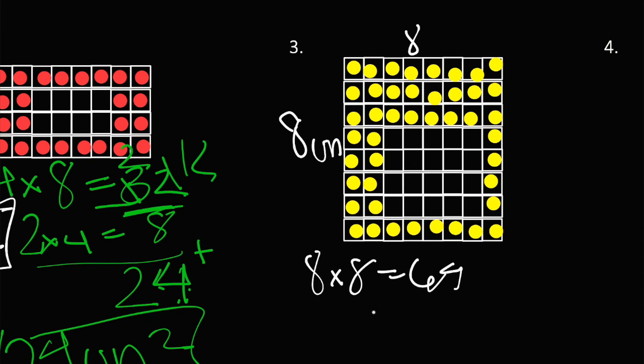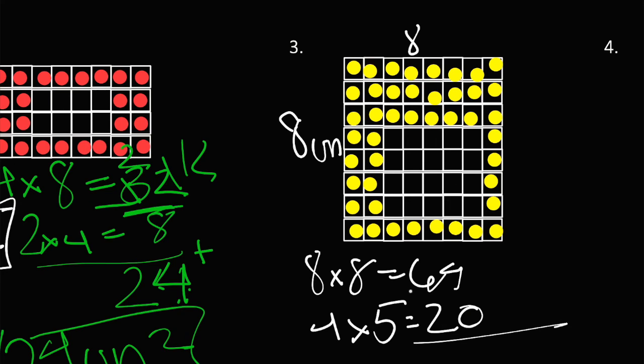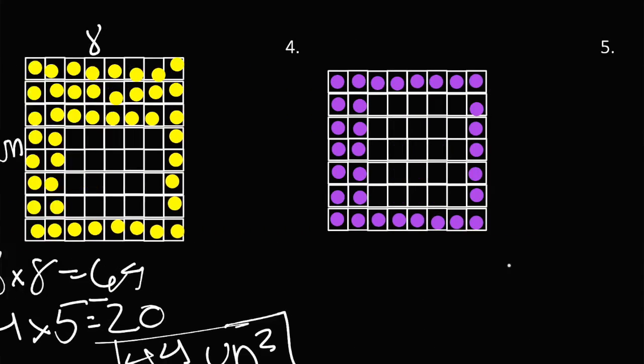Then we're going to find the inside. So that's going to be 1, 2, 3, 4. It's going to be 4 times 1, 2, 3, 4, 5. 4 times 5 is going to be 20. Then we do 64 minus 20, which is going to be 44. So our answer for the shaded units is 44 units squared. So let's move on to our next problem.